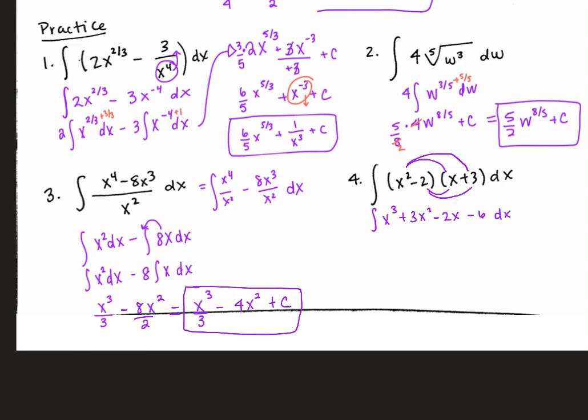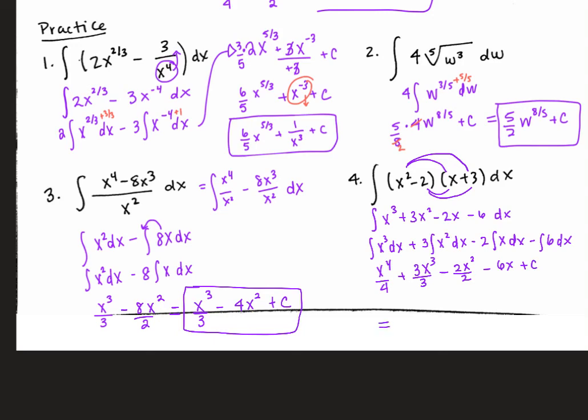And I can break this up into different integrals. So I've got x cubed dx plus, take out the constant, 3 times the integral of x squared dx. Take out the constant again, 2 times the integral of x dx, minus integral of 6 dx. And I can apply my power rule for the first 3 and my constant rule for the last one. So this one's going to be x to the 4th over 4 plus 3x to the 3rd over 3 minus 2x squared over 2 minus 6x plus c.